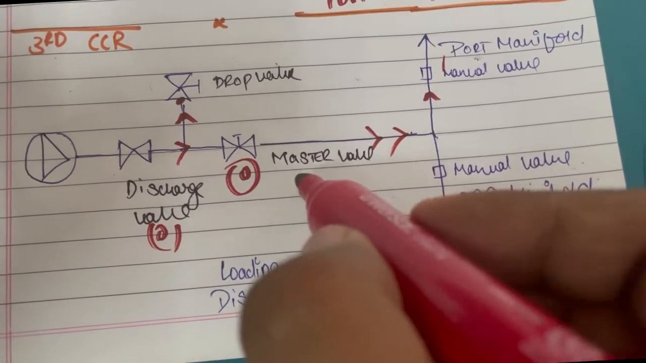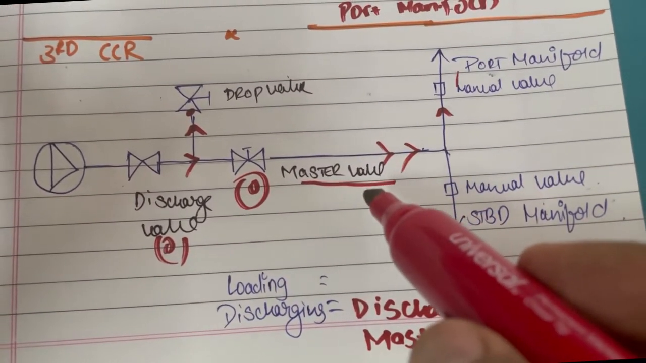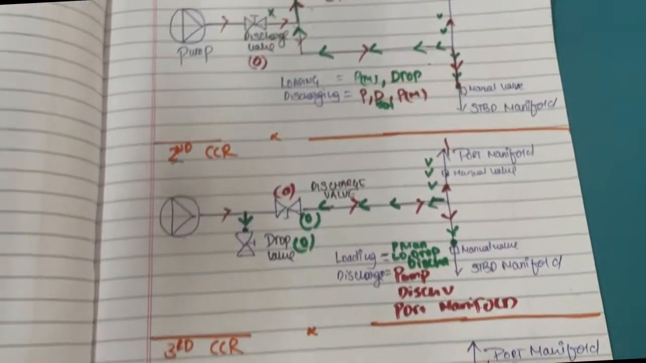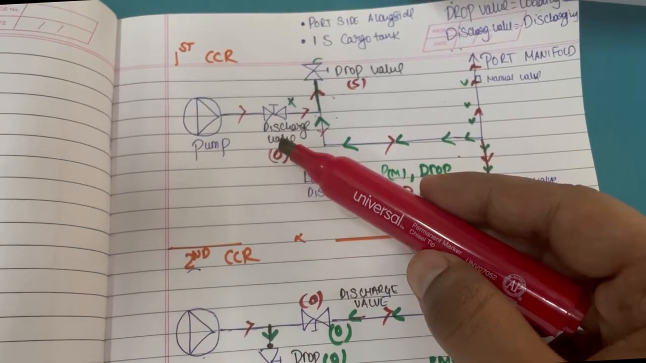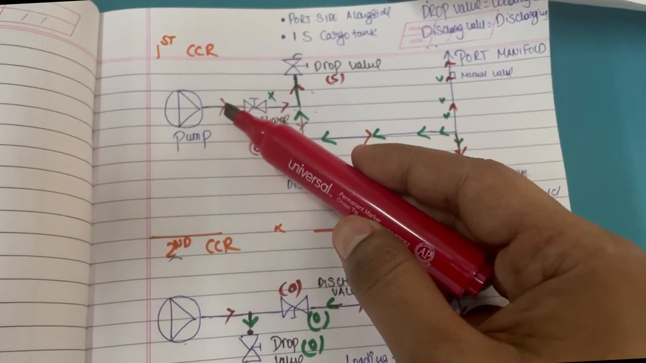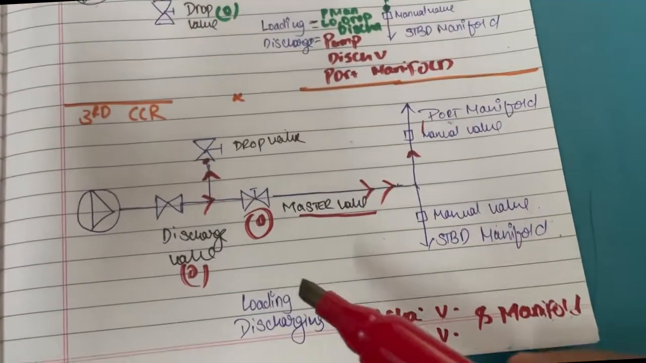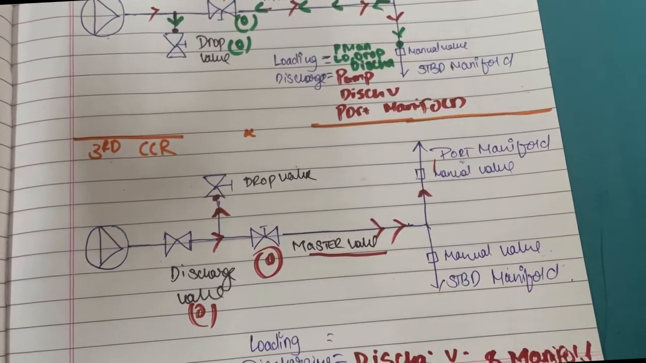This valve is not there on all ships. I've seen this master valve on very few ships. This is an extra valve. For example, on the other two ships we have only two valves, drop and discharge. Sometimes the drop valve is behind the discharge valve, sometimes it is after the discharge valve. But over here we have an extra valve, that is the master valve.